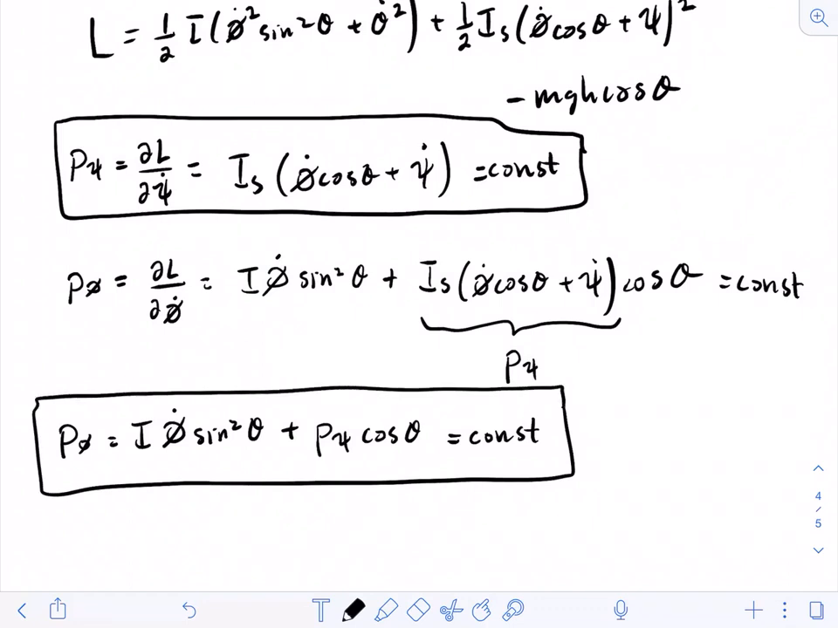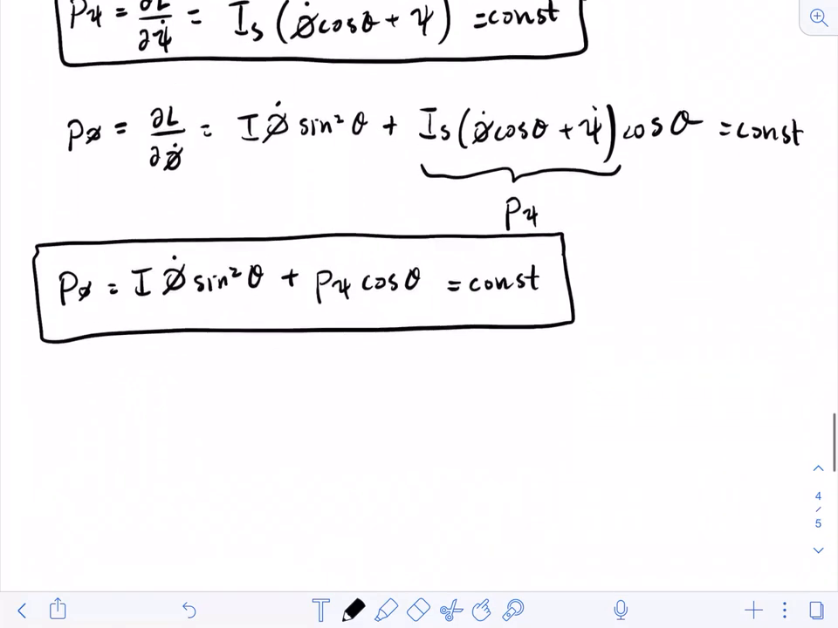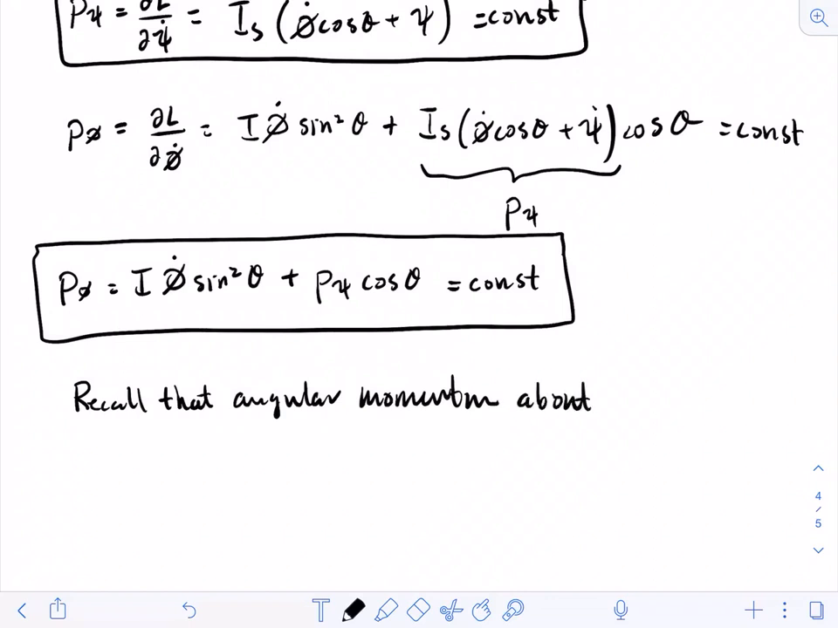Okay, good. So let's see if we can attach some kind of physical significance to these conjugate momenta, these angular momenta, in fact. So let's recall the following. Recall that the angular momentum about, let's say, about the symmetry axis.